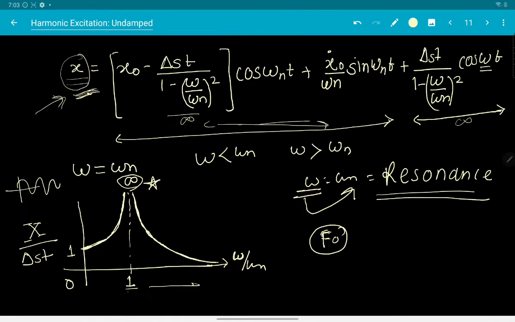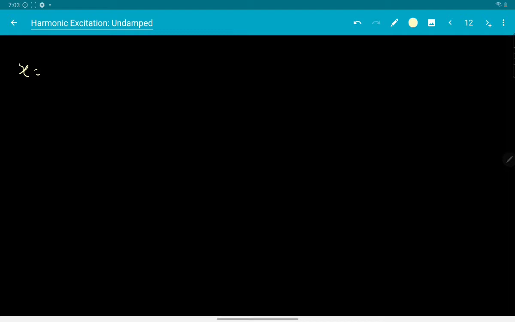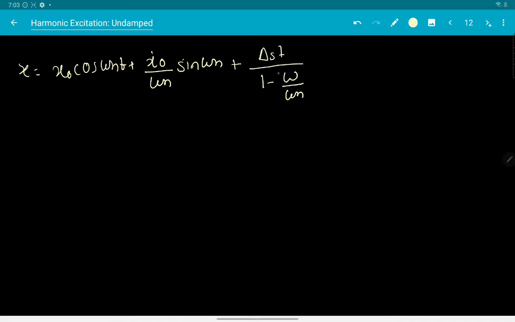Okay, so what we'll be doing is I'll be rewriting this equation in a slightly different fashion. Let me write it down in this way. It will be x0 cosine omega nt plus x dot 0 by omega n sine omega nt plus delta st divided by 1 minus omega by omega n square into cosine of omega t minus cosine of omega nt.